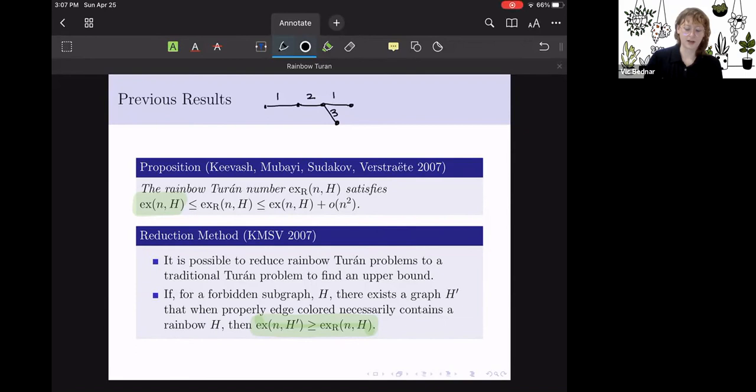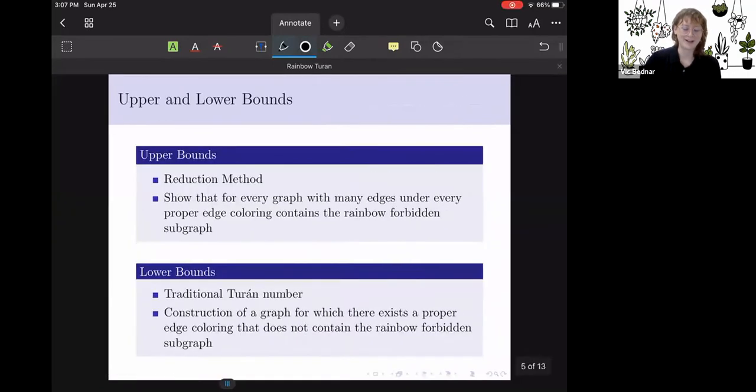So highlighted in green, we have an upper and a lower bound for the rainbow Turán number, both based on traditional Turán numbers, which are much more well-studied, much more well understood. We have a lot more tools and machinery to consider them. So it's an excellent way to go as opposed to what we're going to see here.